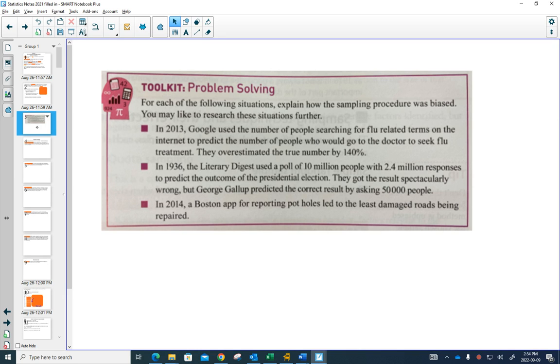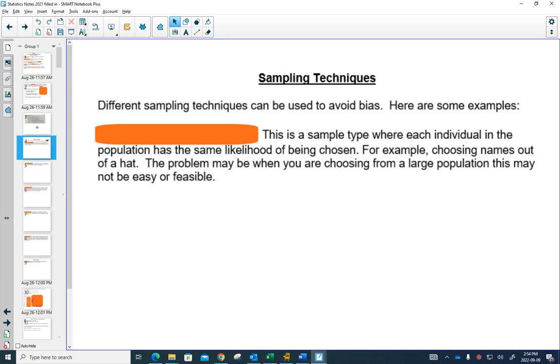I'm not sure. So what we want to do is avoid bias. So there are some sampling techniques. Now, the perfect one is completely random, right? If I wanted a random sample of this class, I could put all your names in a hat and pull out five, and that would be random. The problem with random is it's not always easy to do. So sometimes we need something easy, but also random as well. The most random is simple random sampling. Each individual has the same likelihood of being chosen, like choosing names out of a hat.